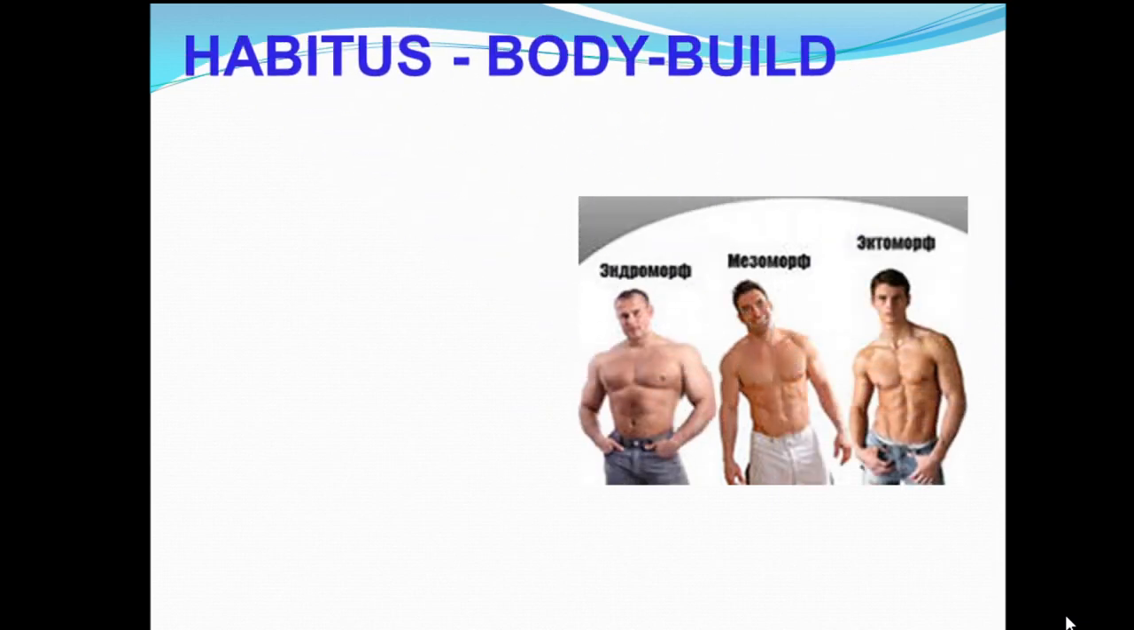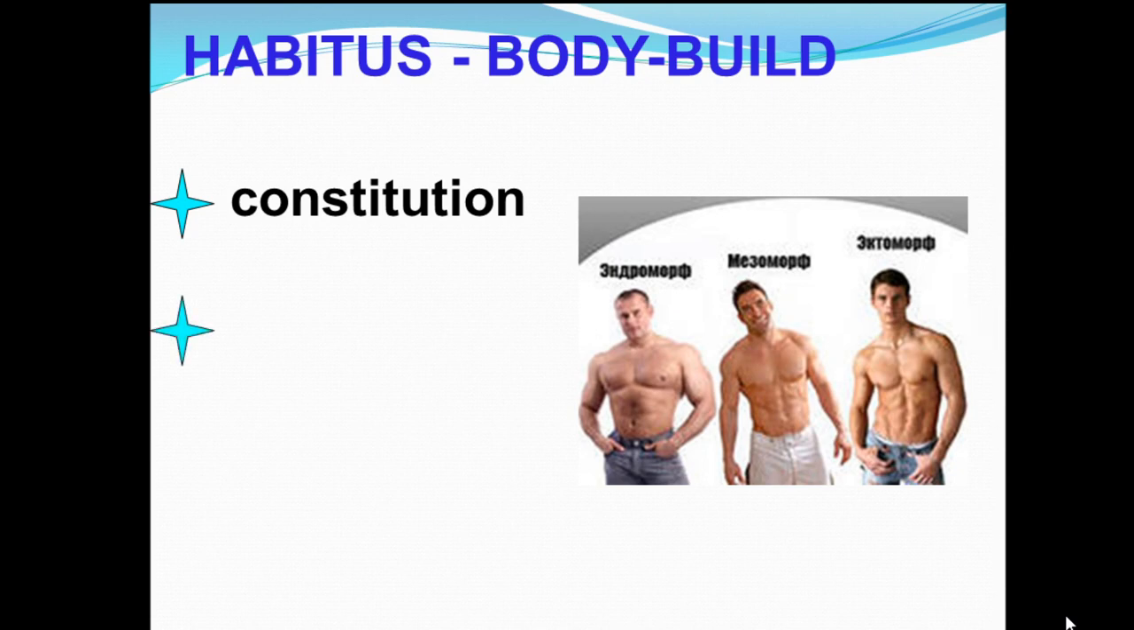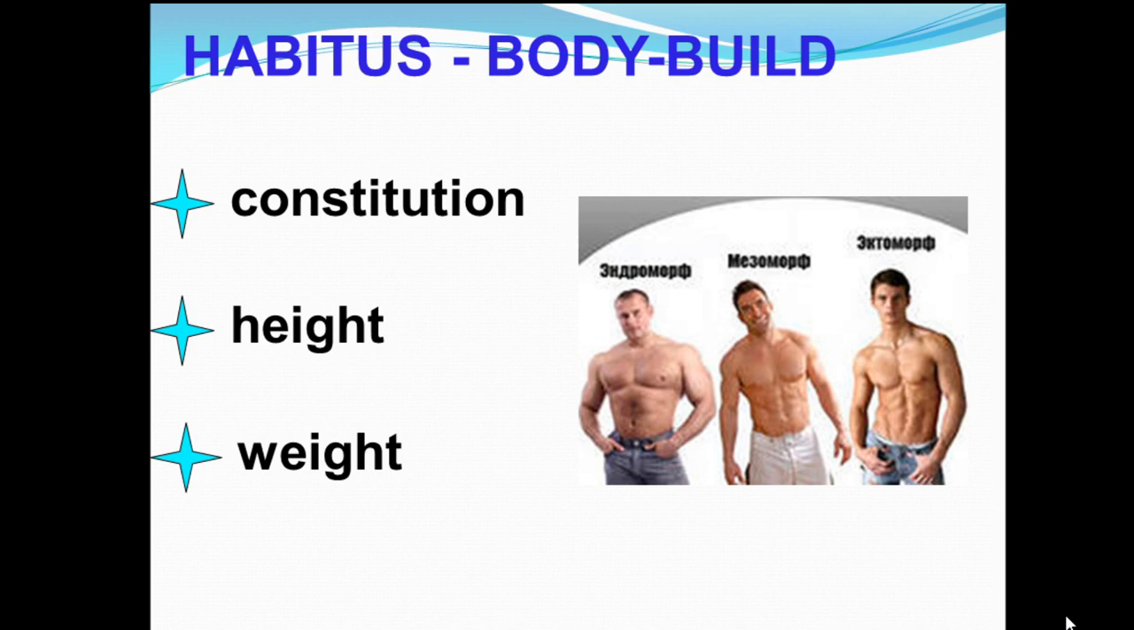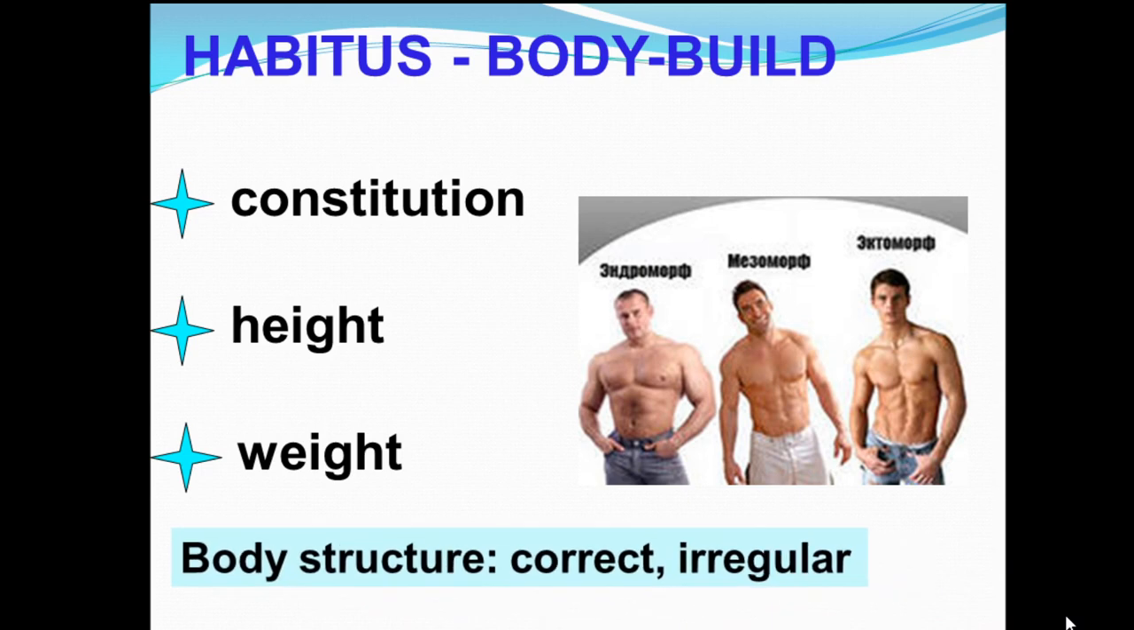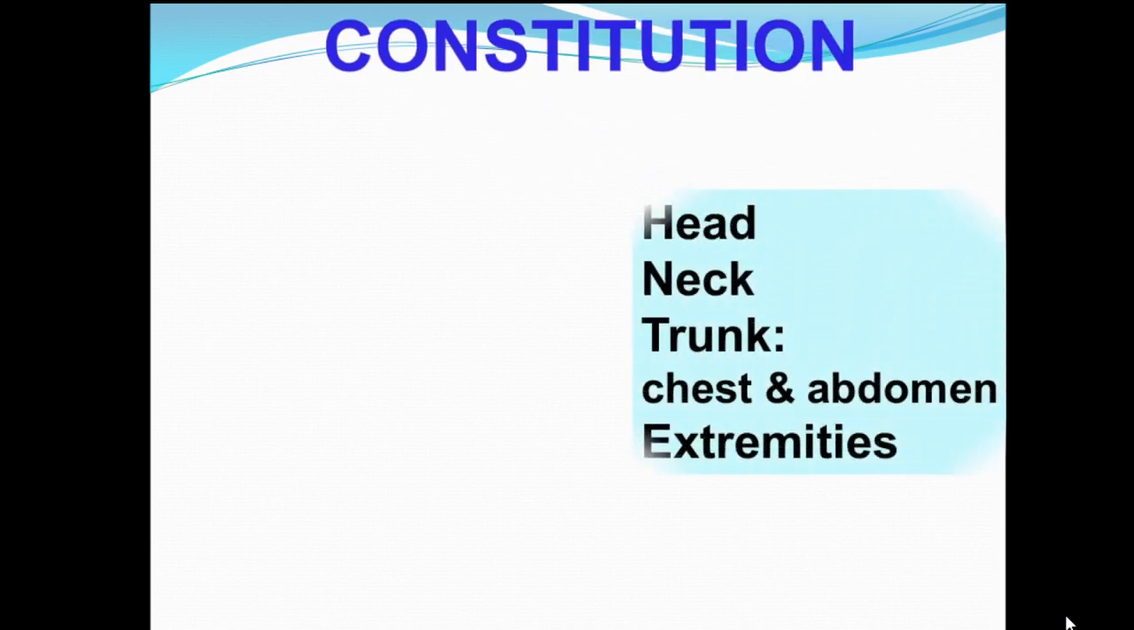Next step of our inspection is assessment of habitus, or body build, which depends on the constitution, height, and weight of the patient. And if all these indices are correct, we are talking about correct body structure. If there is any deviation, we are talking about irregular body build. Let's stop on every characteristic. Constitution depends on the correlation between the size of the head, neck, and trunk. We compare the size of the chest and abdomen and the length of extremities. These are the main indices on which the doctor is oriented to assess the constitution of the patient.